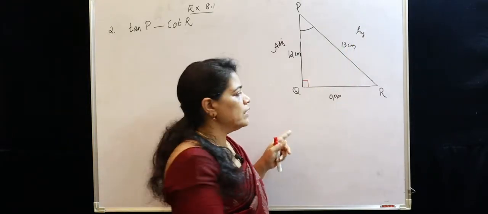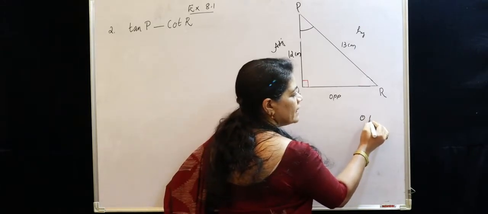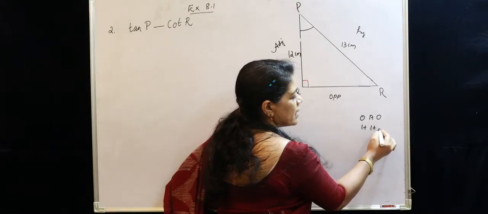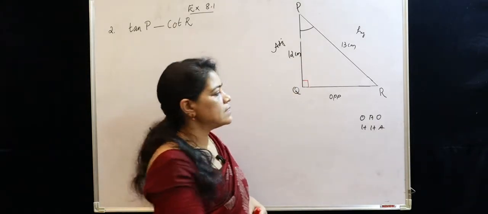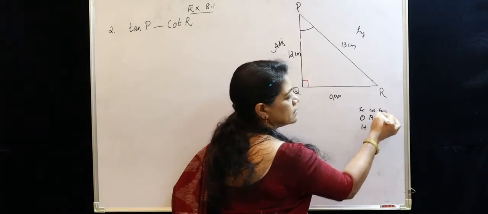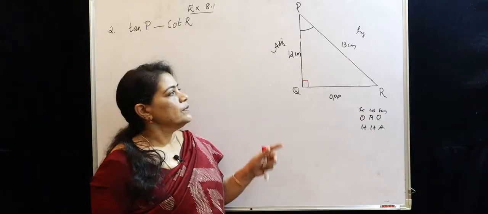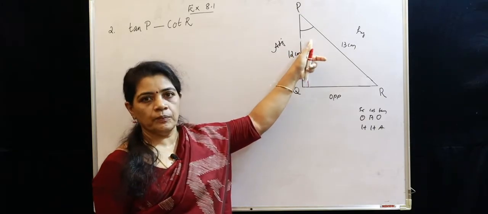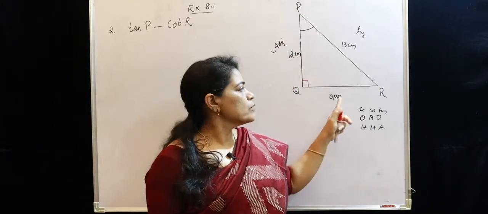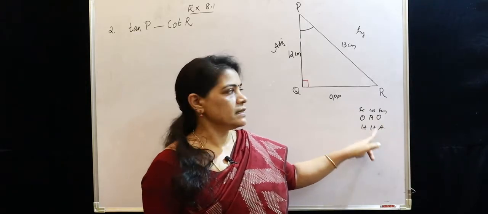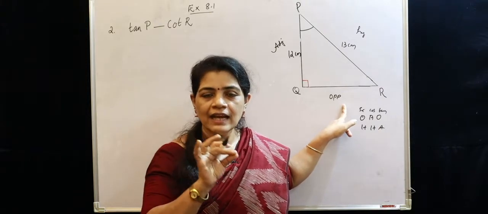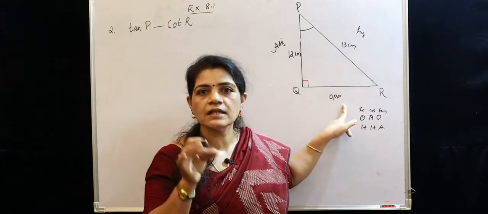And we know opposite, adjacent, hypotenuse: sine is opposite over hypotenuse, cos is adjacent over hypotenuse, and tan is opposite over adjacent. With respect to angle P, what is tan P? Opposite side by adjacent side, that is, tan is free from hypotenuse. But for sine and cos, the denominator is hypotenuse.